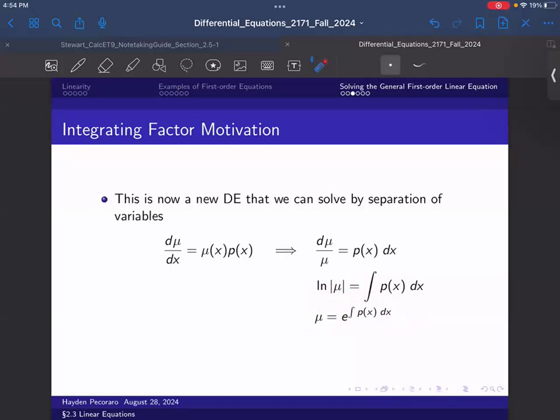So the motivation for finding this integrating factor is the product rule. And then in doing that, we multiply by this function mu, we get a new differential equation, and then we can solve that using separation of variables to get our formula. Okay. So now if you ever forget the formula, hopefully you can at least remember the ideas that you need to use to get it.